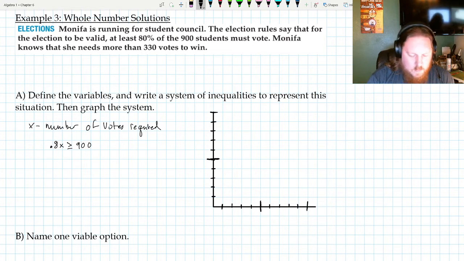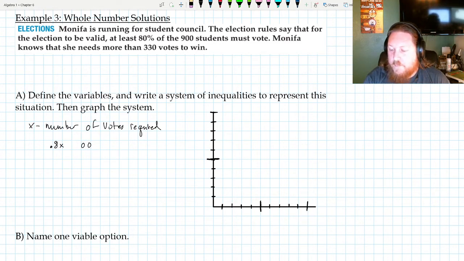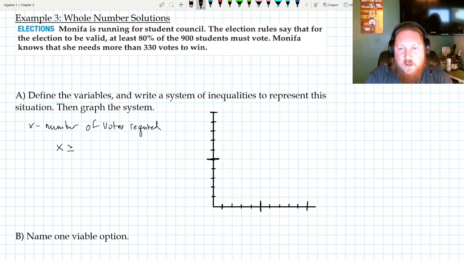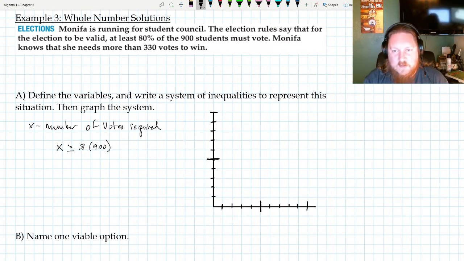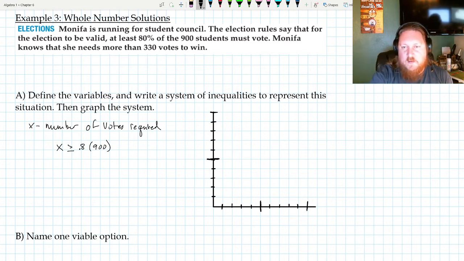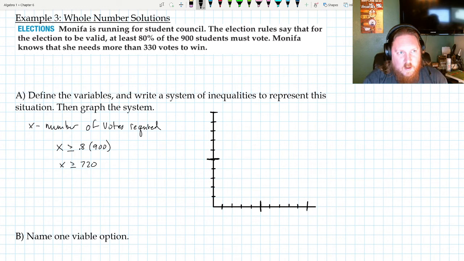No, hold on. The number of votes required has to be greater than or equal to 80% of the 900 potential votes out there. So 900 students, 80% of them, x has to be at least that. And 80% of 900 is 720, so x has to be greater than or equal to 720. Now it'd be fine if there were 750 votes, if there were 800 votes, or all the way to 900 votes. Any of those would work just fine.